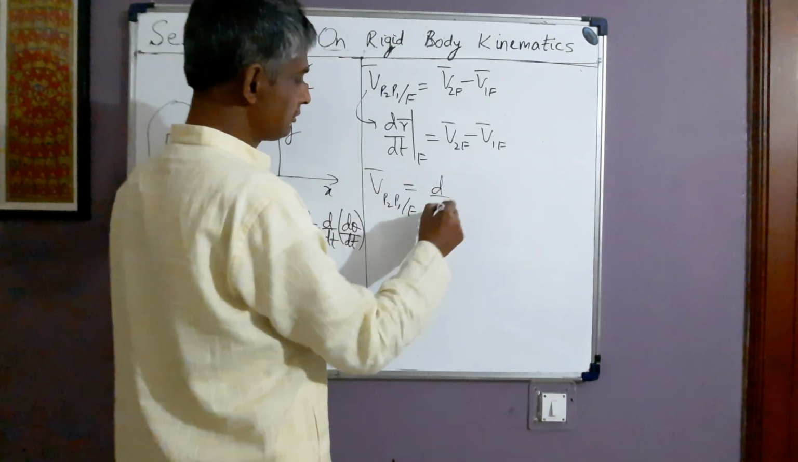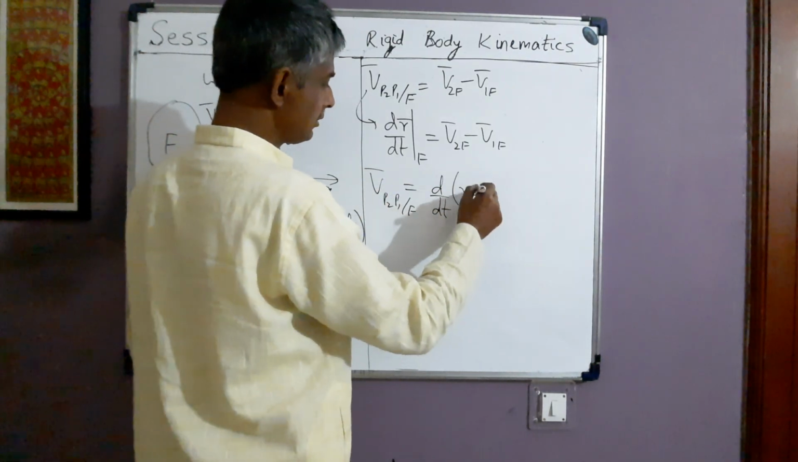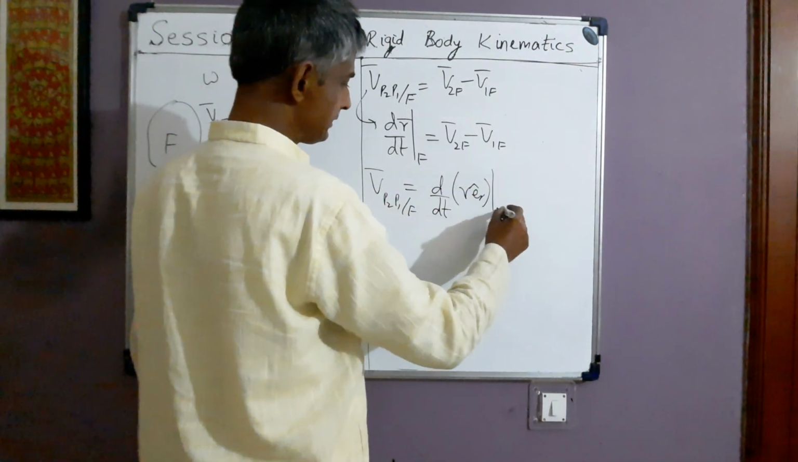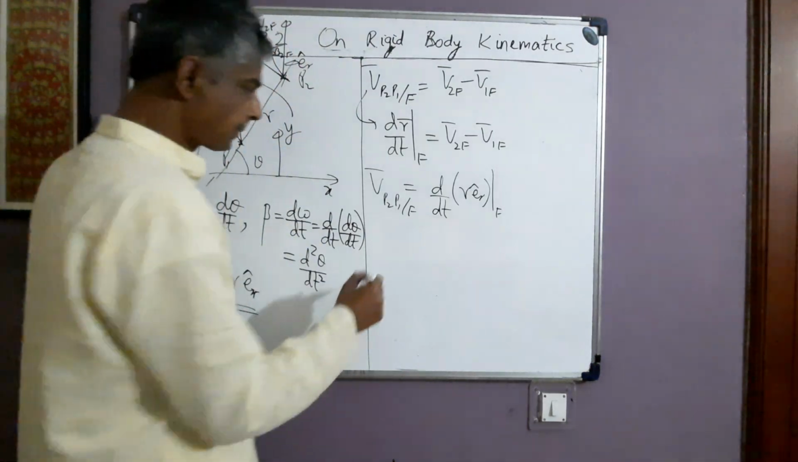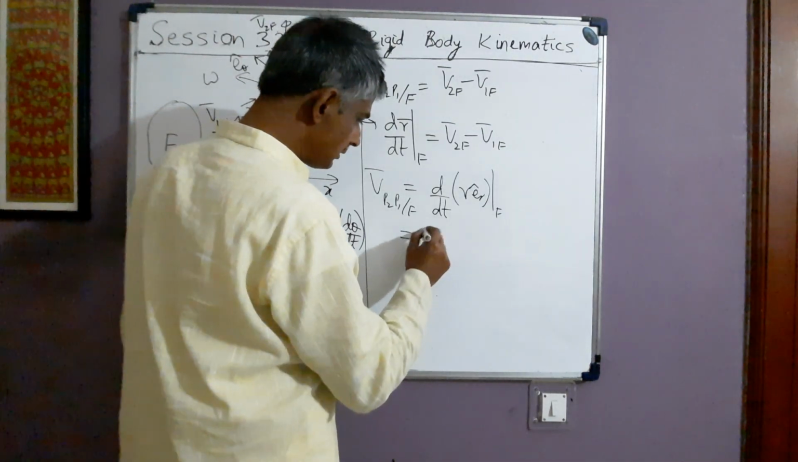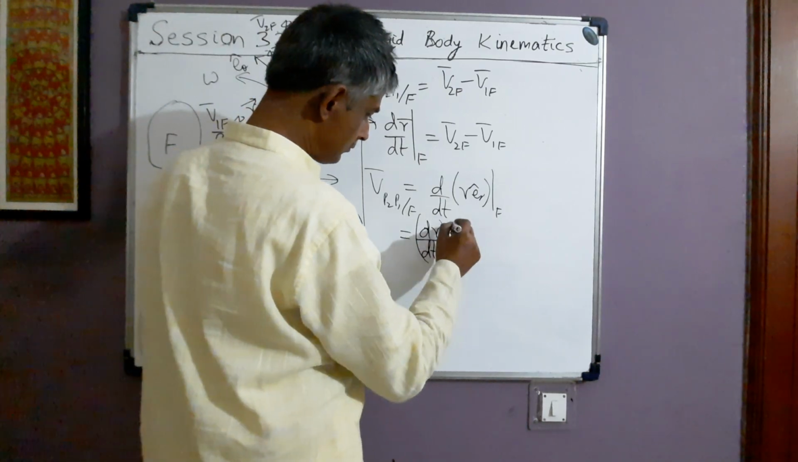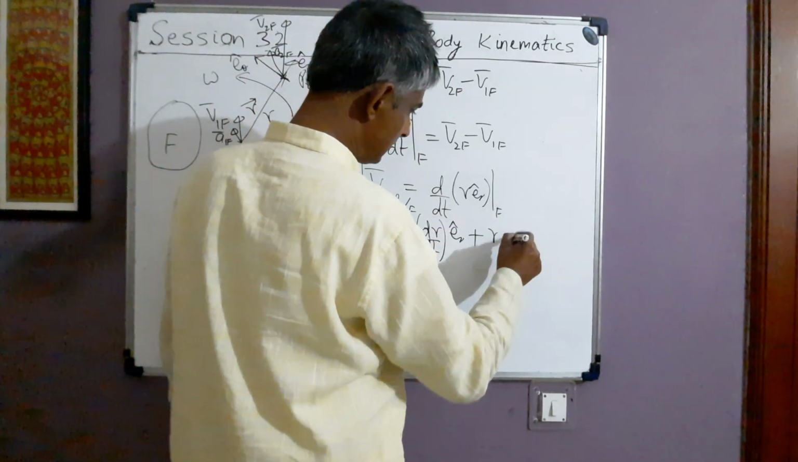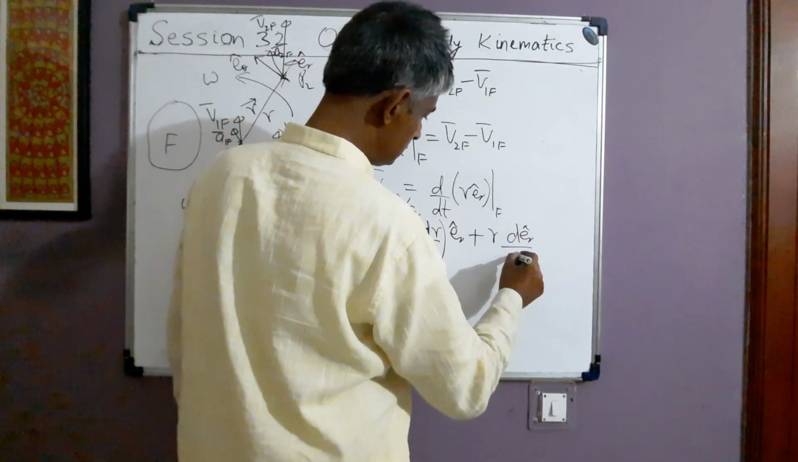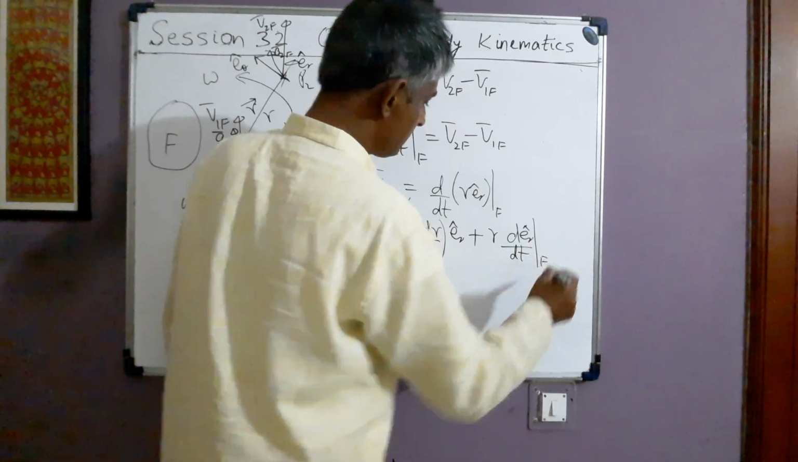Vp2 P1F is equal to d by dt of R ER hat in frame F. Okay, so this I write, from the product rule of calculus, as dr by dt ER hat plus R der by dt in frame F.